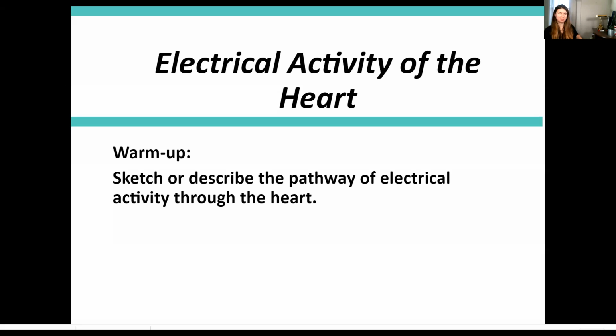Looks like most people are here now. So hopefully you're sketching this question or writing out this pathway. I'm going to give you another couple seconds and then we're going to go over it.